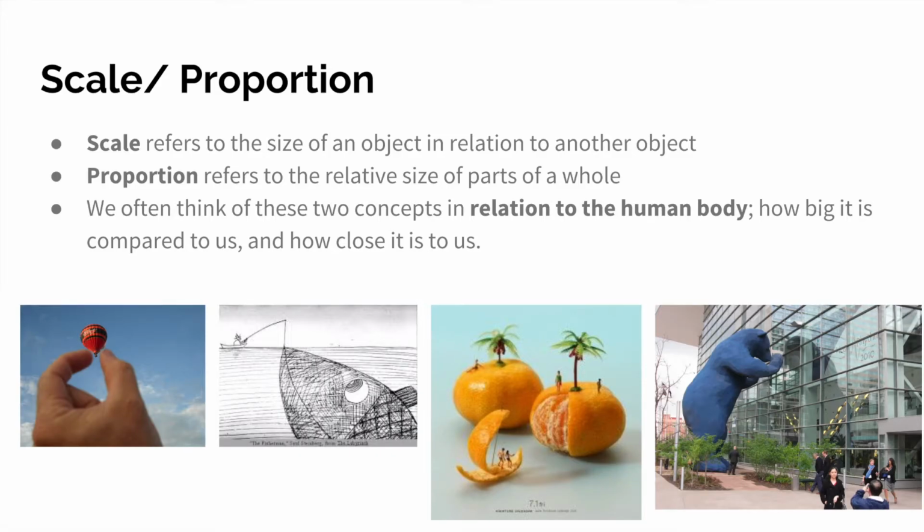Scale and proportion. So scale refers to the size of an object in relation to another object. Proportion refers to the relative size of parts of a whole. And we often perceive these two concepts in relation to ourselves, to the human body. So how big it is compared to us and how close it is compared to us.